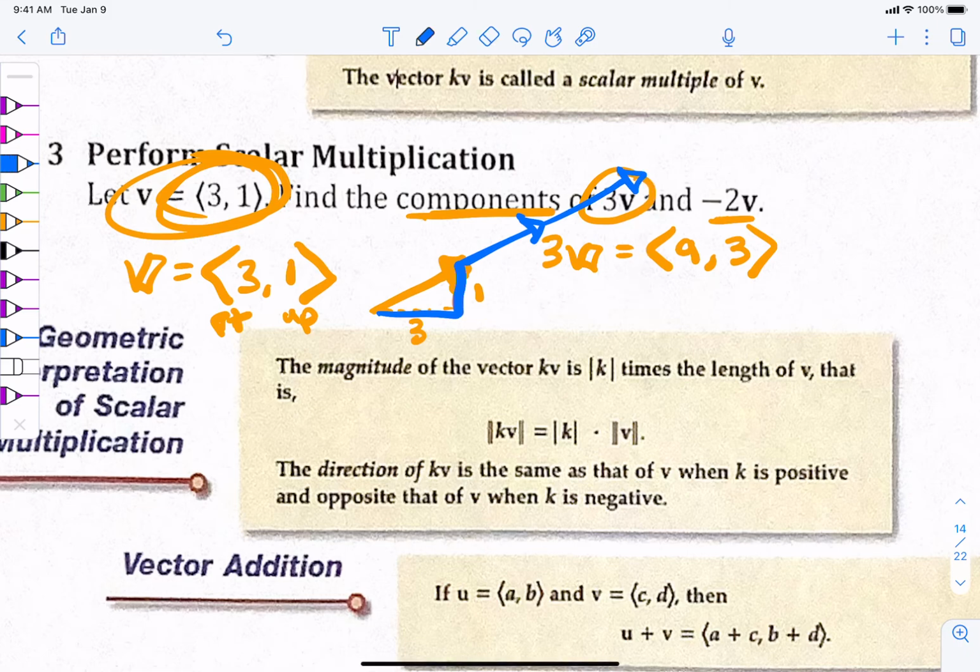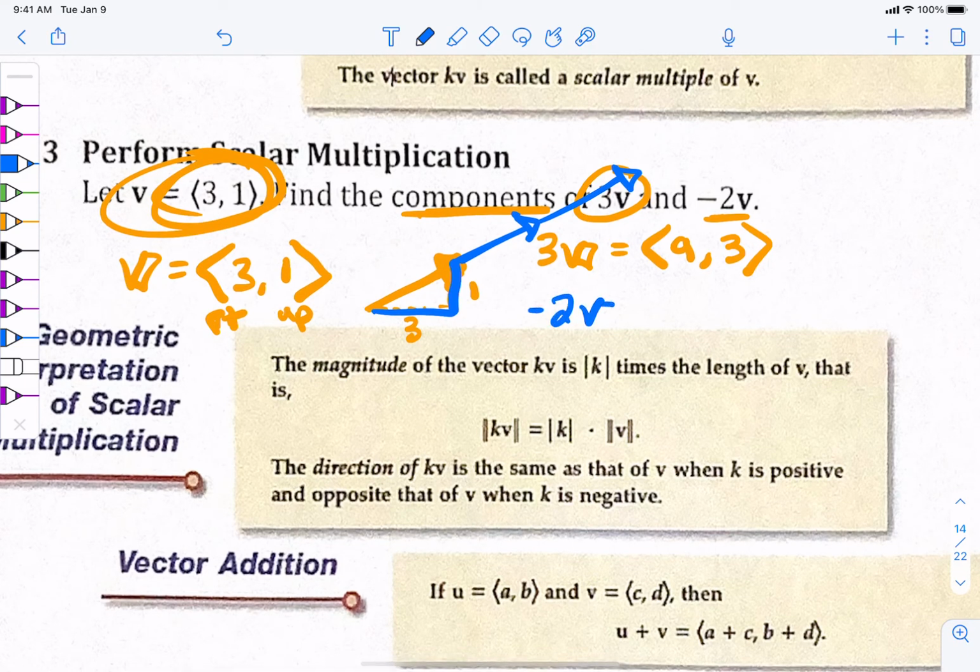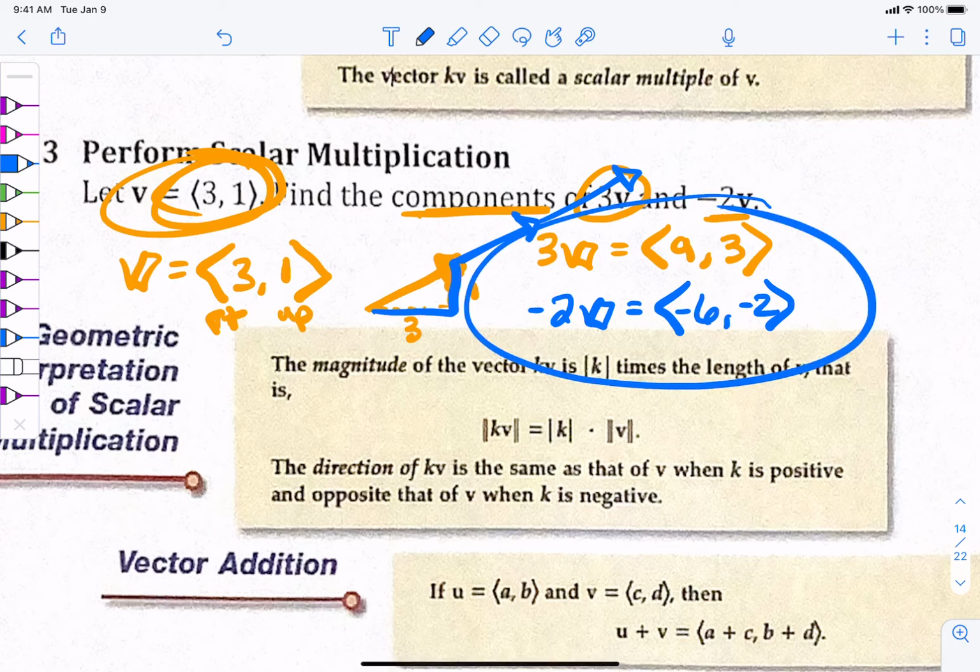Now, negative 2v is just the same thing again. What's the component form of negative 2v? Negative 6, negative 2. Now you're just going back 6 and down 2, right? It's the same thing we just did, but it's a negative. You just multiply a negative 2 through the things. Does that make sense? Not hard, right? Not terribly hard. Okay.